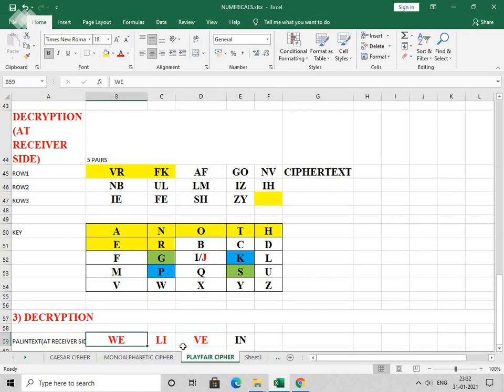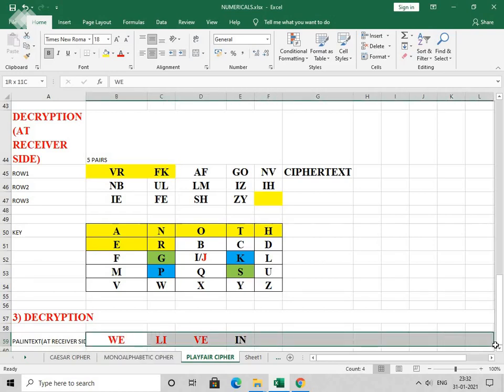Okay. So the plain text message is readable at the receiver side. I hope you got the decryption process of this Playfair cipher.